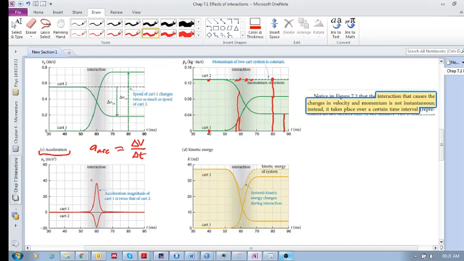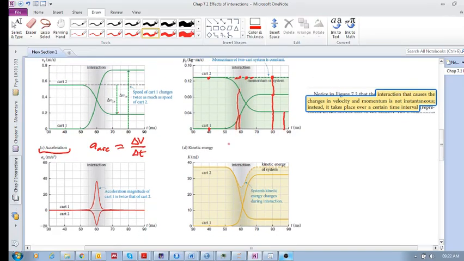I think that's good enough here. It says here, the acceleration magnitude of cart 1 is twice that of cart 2. So remember, the delta V of cart 1 is twice the delta V of cart 2. The magnitude of the change in velocity is twice that of cart 2, so the acceleration of cart 1 has to be twice that of cart 2. We're just talking about the magnitude now. This magnitude is twice that magnitude because cart 1 has half the inertia of cart 2.